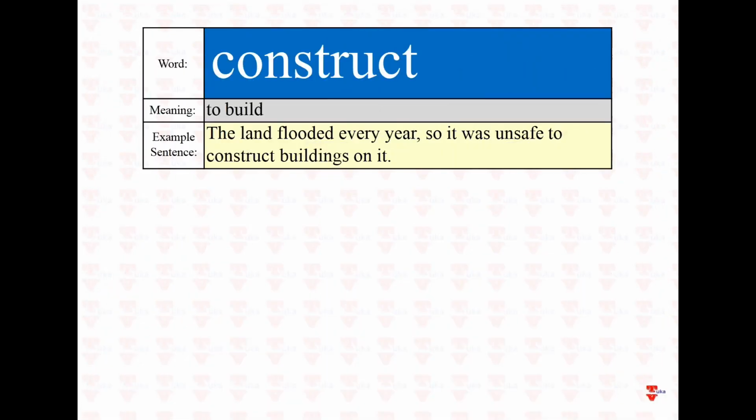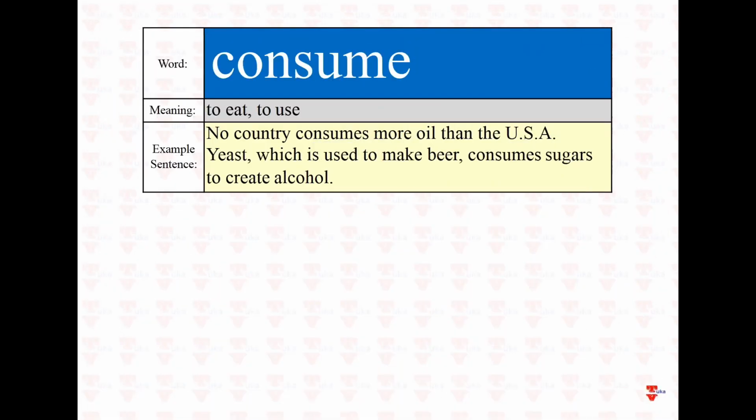Construct. To build. The land flooded every year, so it was unsafe to construct buildings on it. Consume. To eat, to use. No country consumes more oil than the USA. Yeast, which is used to make beer, consumes sugars to create alcohol.